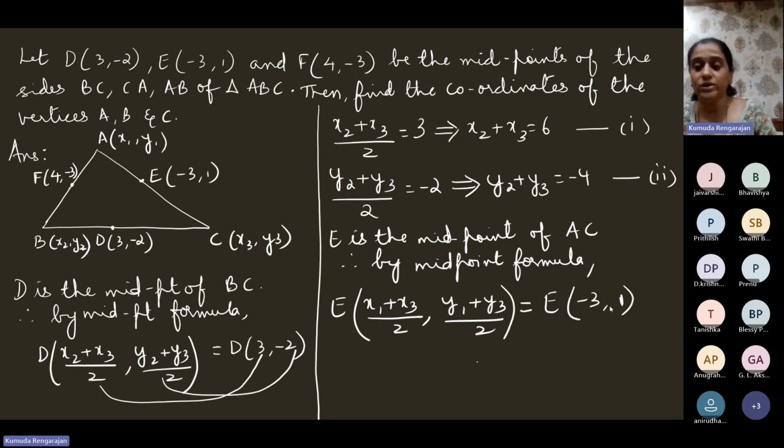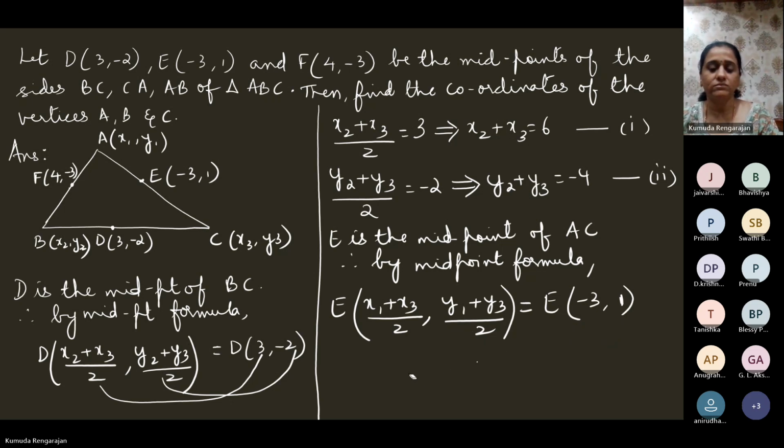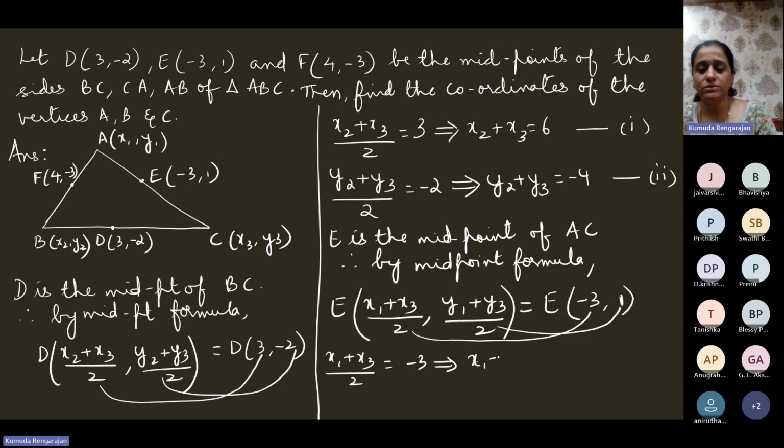X1 plus X3 by 2, Y1 plus Y3 by 2. Now equate the X coordinates and Y coordinates. So we have (x1 plus x3) by 2 is equal to minus 3. This implies x1 plus x3 is equal to minus 6, equation 3. (y1 plus y3) by 2 is equal to 1. This implies y1 plus y3 is equal to 2. Equation 4.